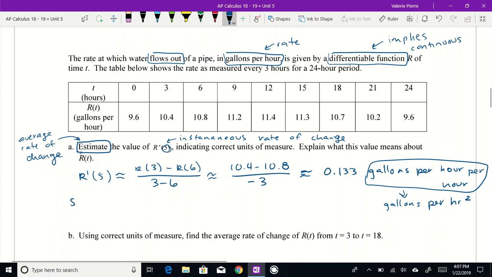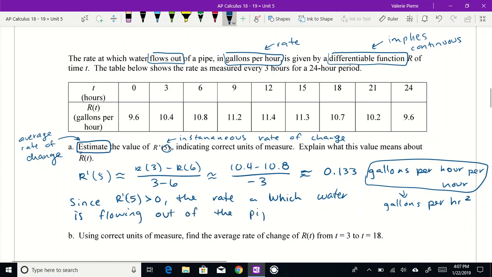And this means that since r prime of 5 is greater than 0, the rate at which water is flowing out of the pipe is increasing at time equals 5 hours.